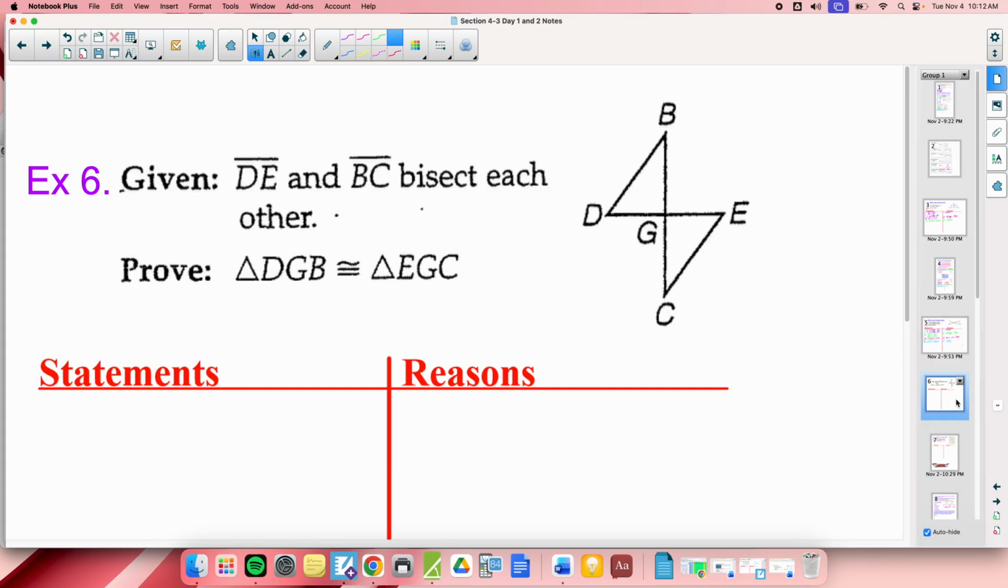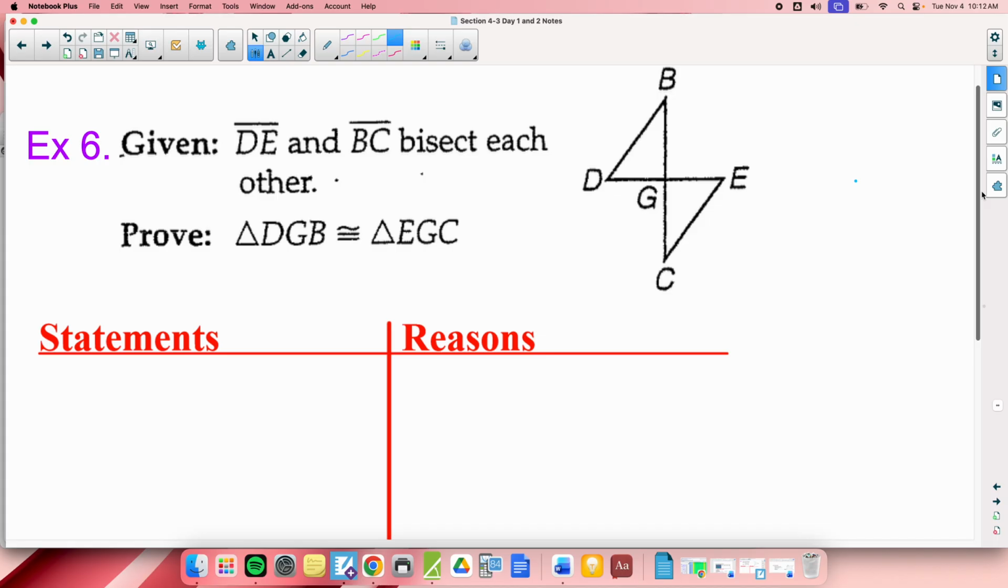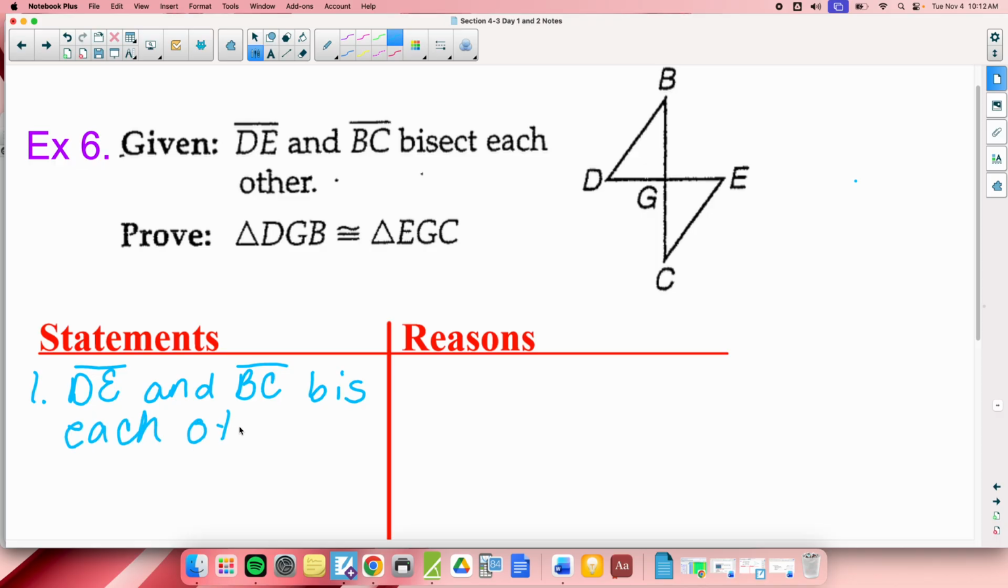Okay, so let's go, is this your next one? Yeah. Okay. So now we have segments bisecting each other. So let's write that down first. So I'm gonna say DE and BC, and use BIS if you want to for bisect each other. And that is given.